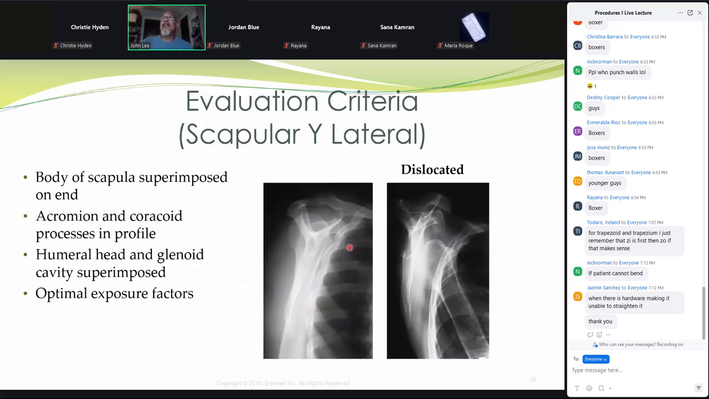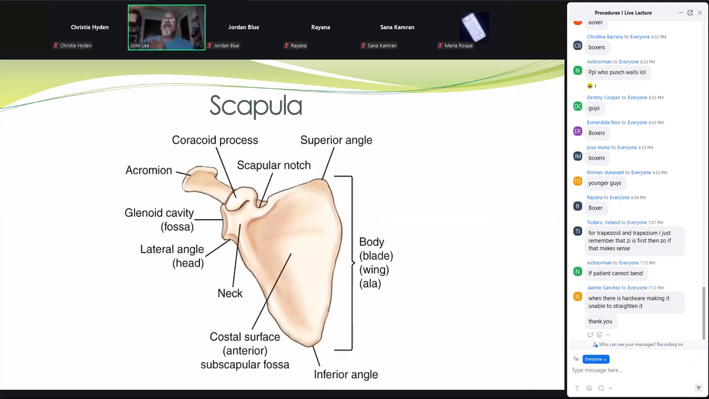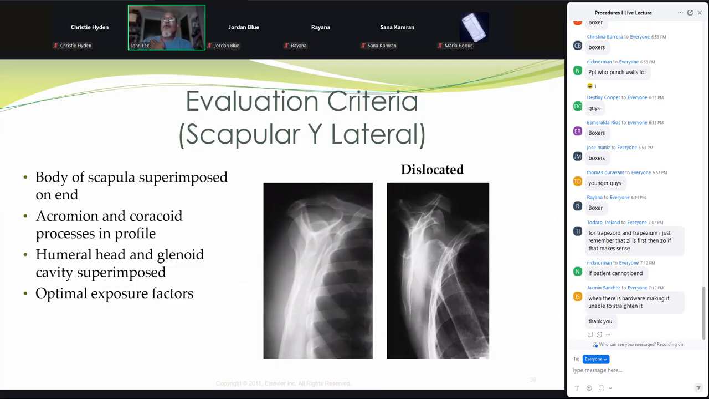For evaluating the scapular Y, we want to make sure that the blade is visualized in profile. Remember, it's the acromion and the upper spine portion of the scapula. It's this line of the scapula that leads to the superior angle that makes that other portion of the Y in this view here. That's that portion right there. That's the superior angle, inferior angle.